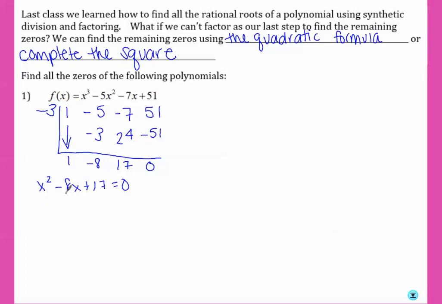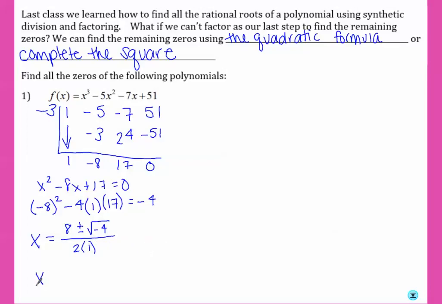So we're going to use the quadratic formula. We're going to start by finding our discriminant, so b squared minus 4ac gives us -4. Then we're going to plug into our quadratic formula, so x equals -b will become +8 plus or minus the square root of our discriminant all over 2 times a. If we simplify this, we get 8 plus or minus 2i over 2.